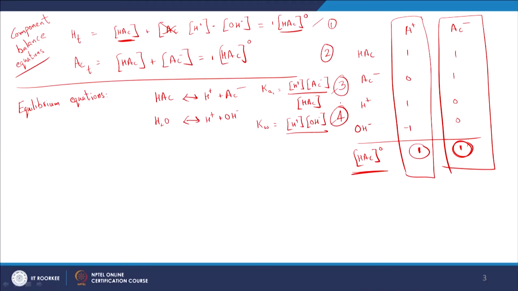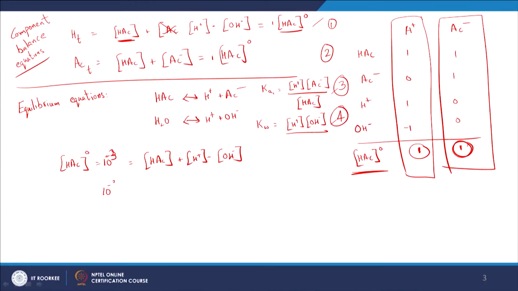Here we are going to first solve for H plus, that makes everything easier. So we have HAC naught, and that we know is equal to 10 power minus 3 molar. So I am going to use that, that is going to be equal to HAC plus H plus minus OH minus, right. So here we have 4 independent equations, but if you remember we already solved for ionization fractions, right.